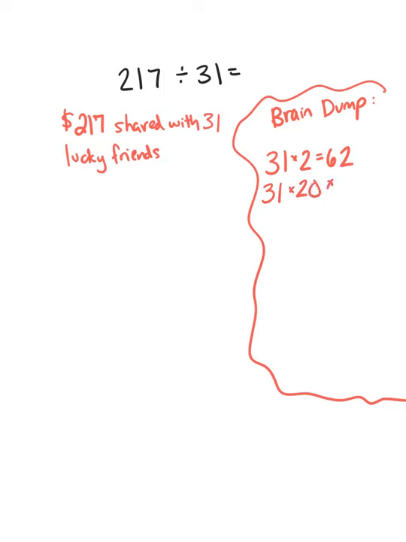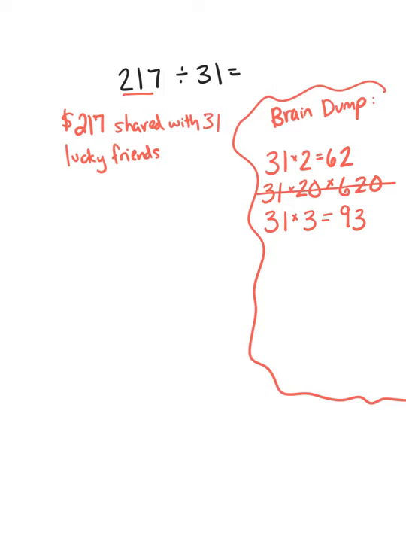That tells me that 31 times 20 would be 620, which is way too big. I don't have $620. I only have $217. So that's not going to work for me. I could do 31 times 3, and that would get me to $93. So if I gave everybody $3, I could share 93 of my dollars. And that's like getting close to about half my money.